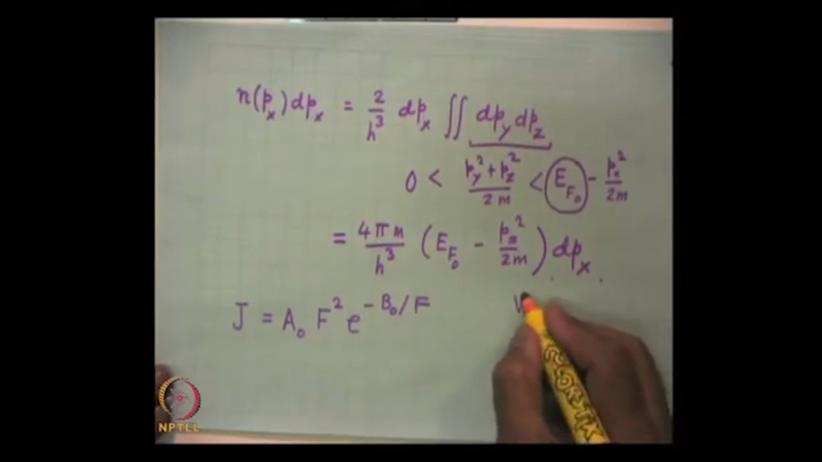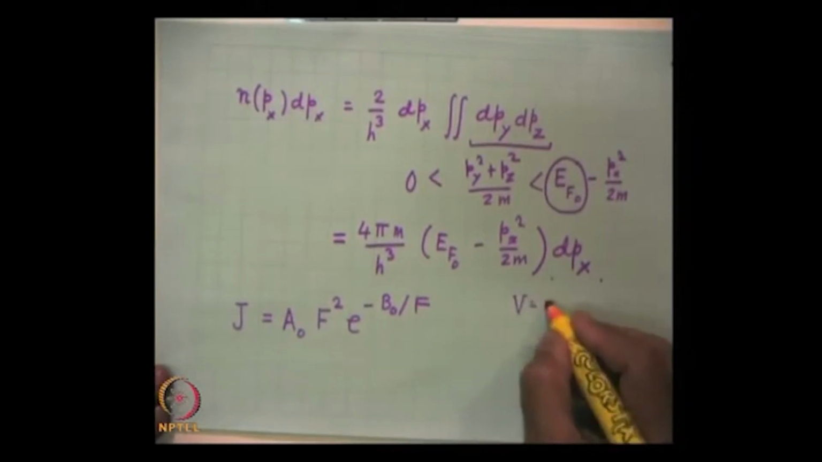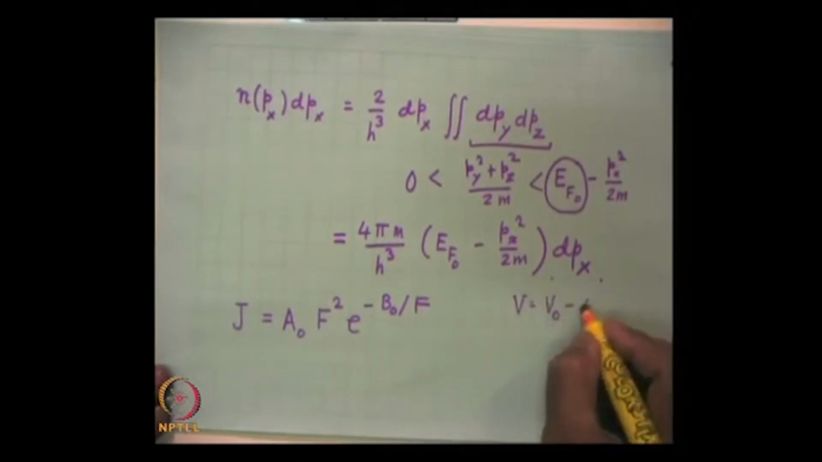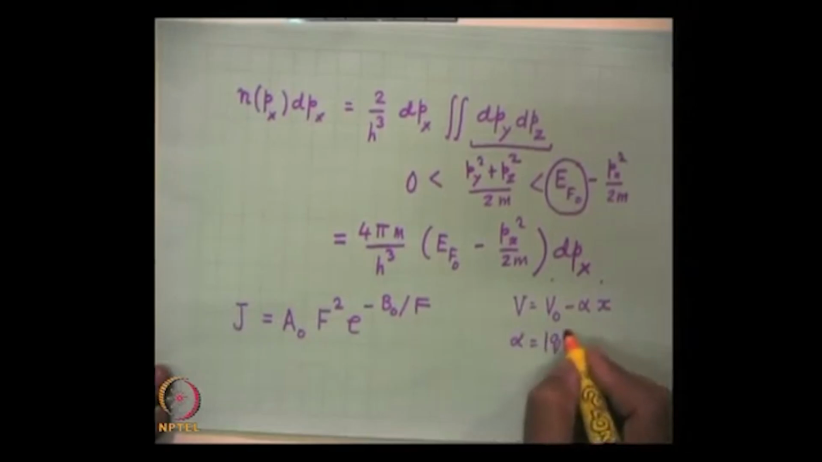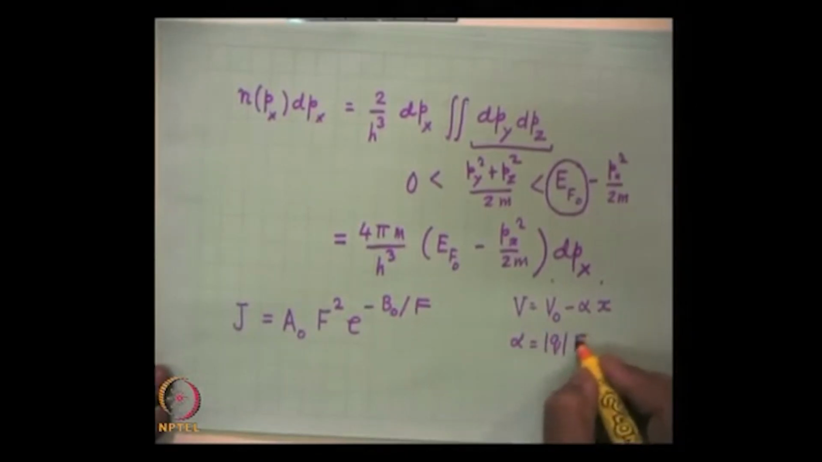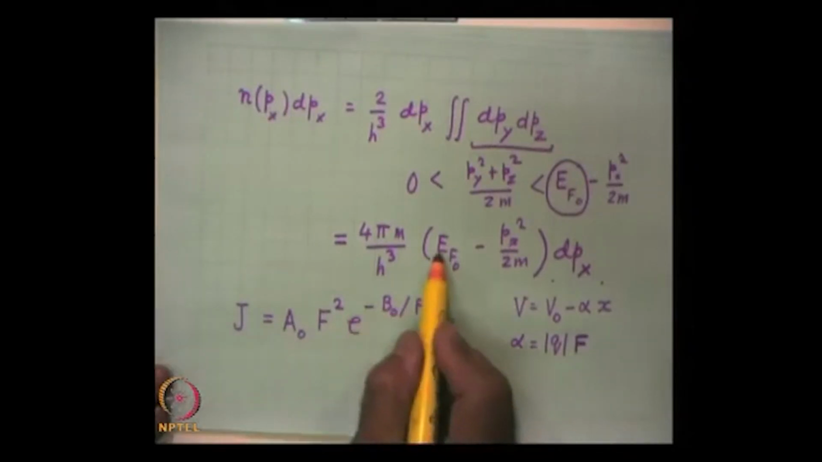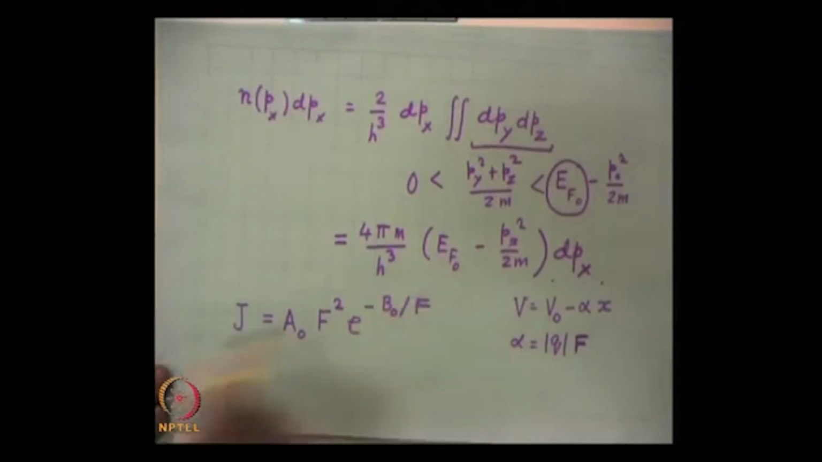Remember that the potential energy function was equal to V0 minus alpha x. So, alpha is equal to the modulus of the electron charge multiplied by the electric field. The reason why we have used the symbol F rather than E for the electric field is so that it does not get confused with the energy that we have.